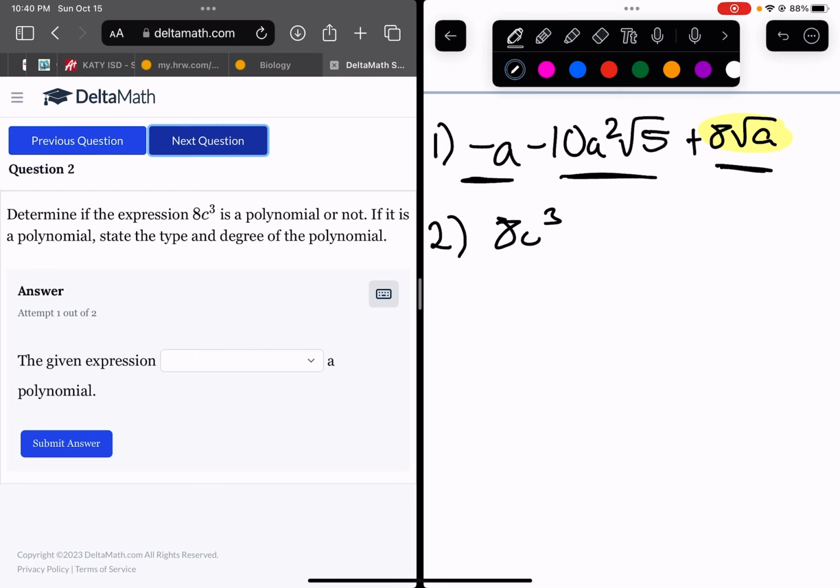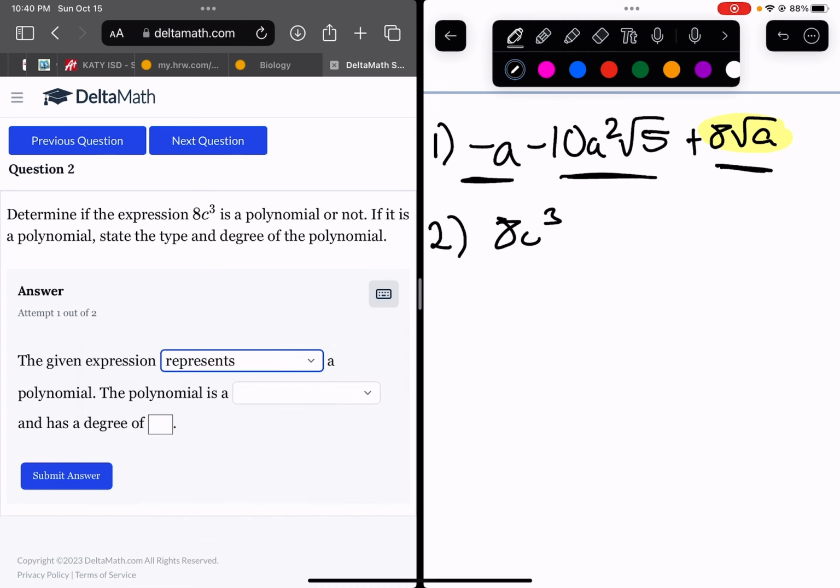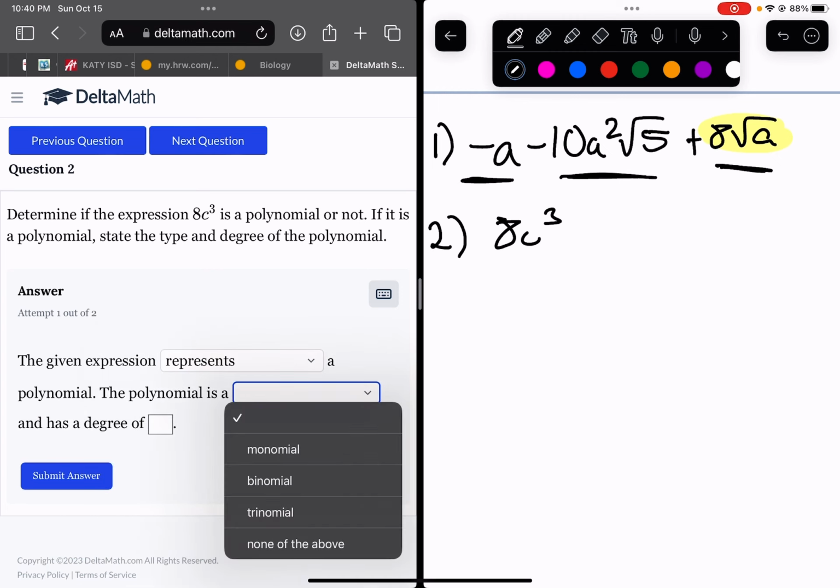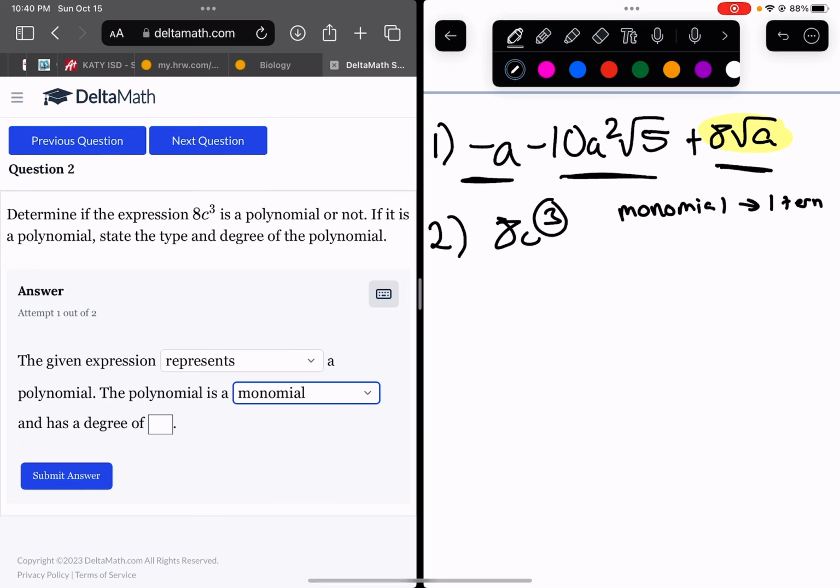Let's try this one. Again, does it break any of our rules? I don't have any negative exponents, variables in the denominator, or variables inside radicals, so it's looking pretty good. So this is a polynomial. Then they're asking us if it's a monomial, binomial, or trinomial. Well, this is a monomial because we've got one term. And its degree is going to be 3.